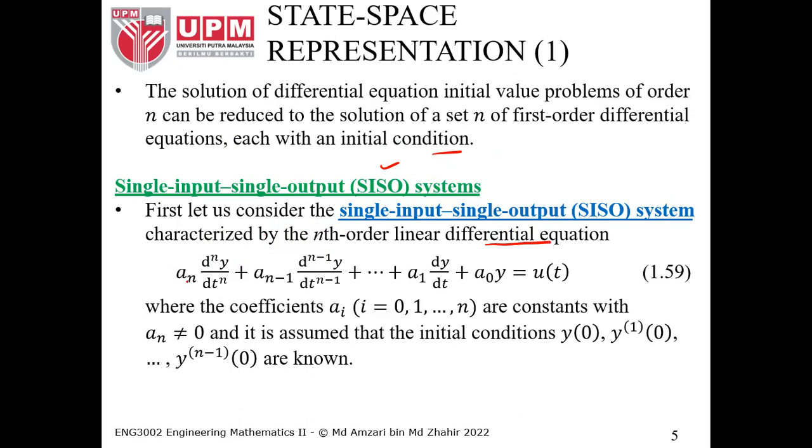For example, a_n d^n y over dt^n plus a_(n-1) d^(n-1) y over dt^(n-1), and the rest, equals u, where the a_i, for i from 0, 1 to n, are constant coefficients with a_n not equal to 0. Assume that the initial conditions y(0), y'(0) and so on are unknown.